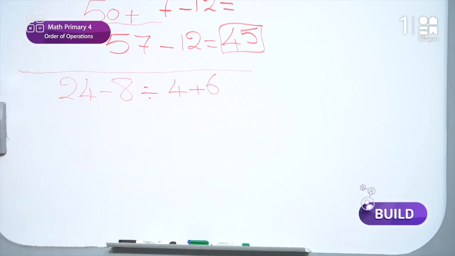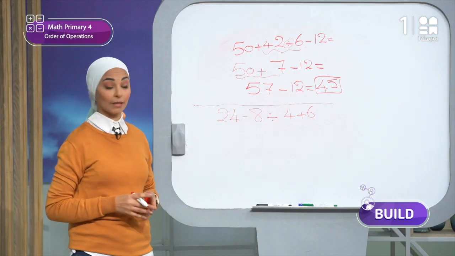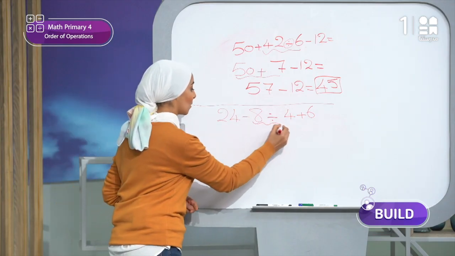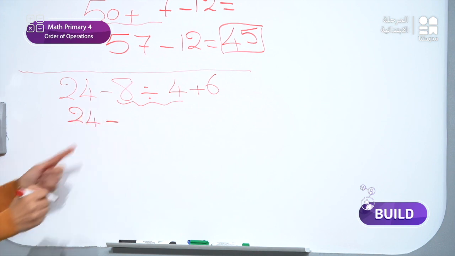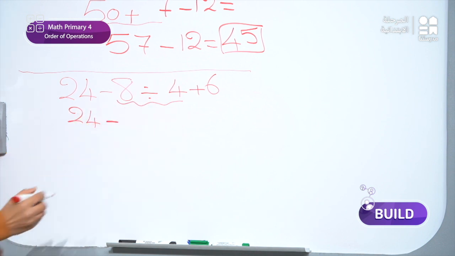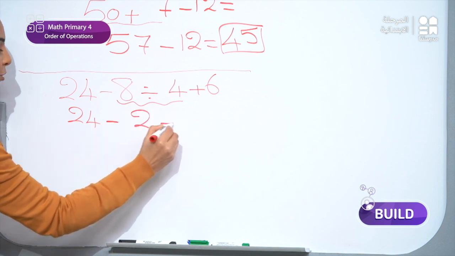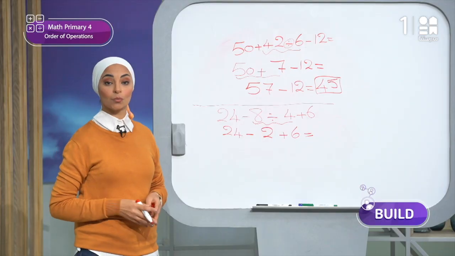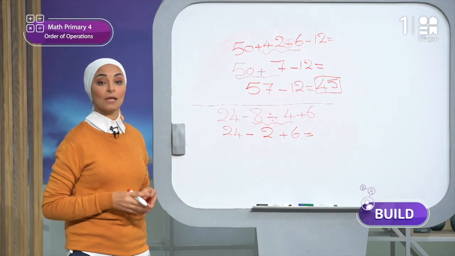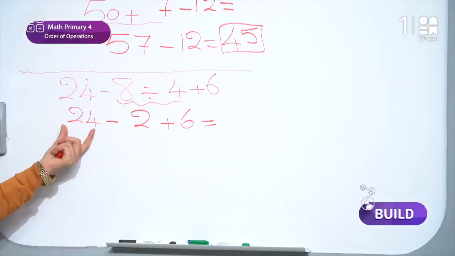Okay? So to solve it, what do we start with? First thing I will start with division, which is 8 divided by 4. So I will write 24 minus 8 divided by 4 gives me 2, right? I will write here 2 and then plus 6. Then what should I do? Yes, the next step is subtraction. So I will start from left to right.